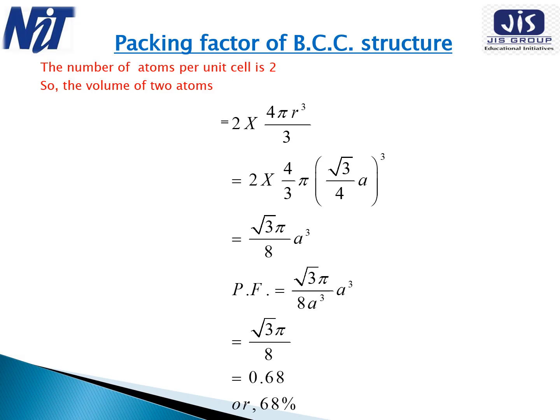So a cube and a cube will cancel each other, and we will remain with root 3 pi by 8. Now if we put the value of pi as 3.14, then we will get 0.68, or we can say that the packing factor of BCC structure is 68%. So what do we conclude? We conclude that the BCC structure is somewhat more tightly bound than the simple cubic structure. Although it is a loosely bound structure, it has more strength than the simple cubic structure.